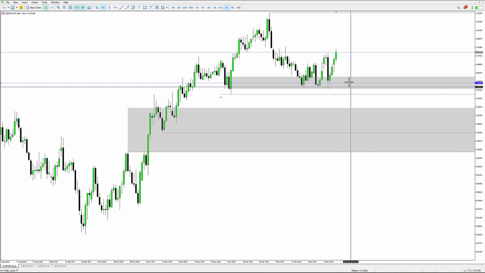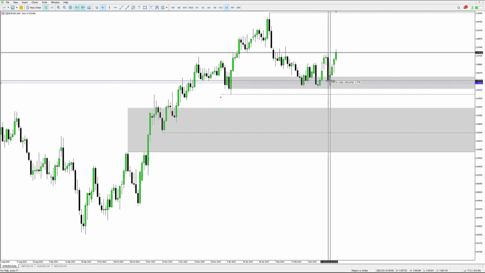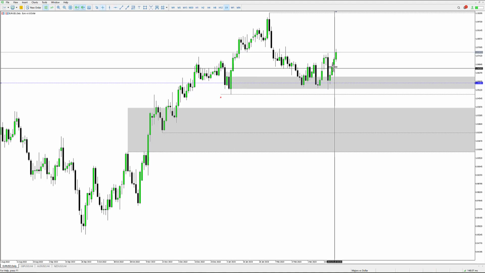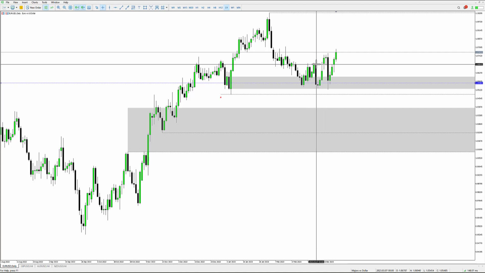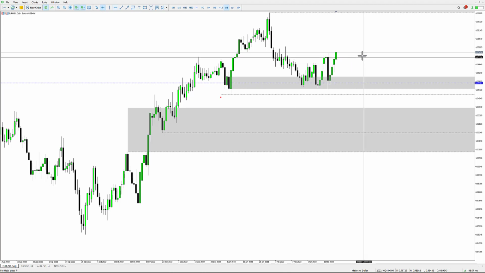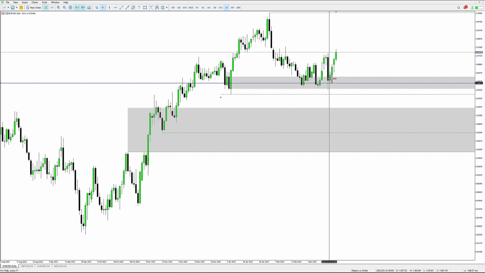Yes, these drops are happening from premium. The drop we saw from last week Wednesday, that's from premium. The drop that we saw from 7th of March, that's also from premium. But what these drops are actually doing is they are reaccumulating in fair value, right? In discount range, in a discount array, in this case, which is a bullish order block.